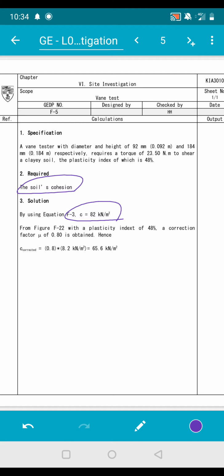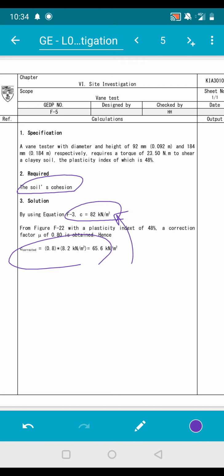From figure F22 with a plasticity index of 48%, a correction factor mu of 0.80 is obtained. Hence, just multiply with the cohesion earlier. You'll get the corrected cohesion as 65.6 kilonewton per meter square.